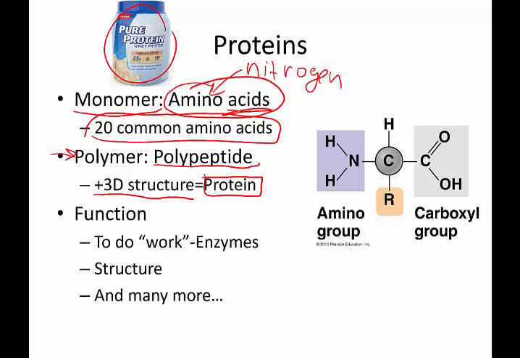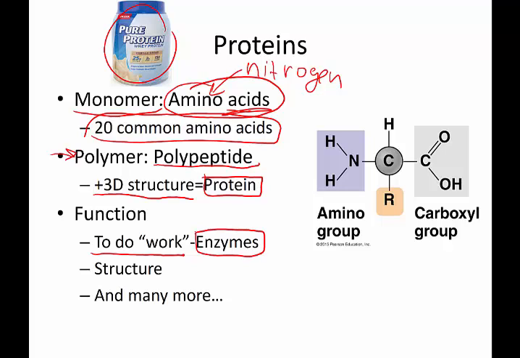In regards to the functions of proteins, proteins are very important molecules in the body. They can do lots and lots of different things. To take a reductionist approach here, I'm just going to say they're used to do work. Specifically, enzymes are the molecules that do work. Enzymes are proteins that perform lots and lots of work or reactions in the body. And when we start talking about cellular respiration and the mitochondria, we'll talk a little bit about enzymes and how they do what they do.